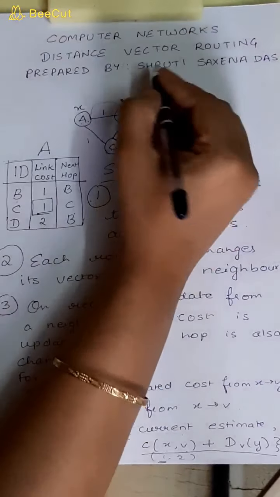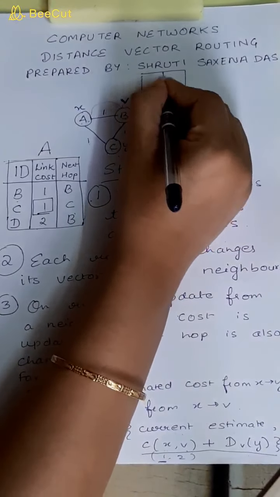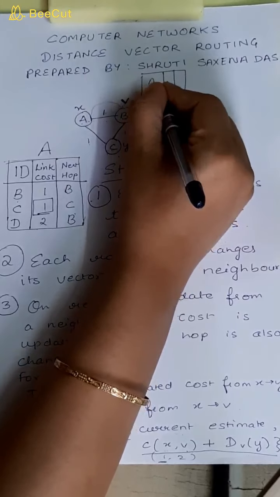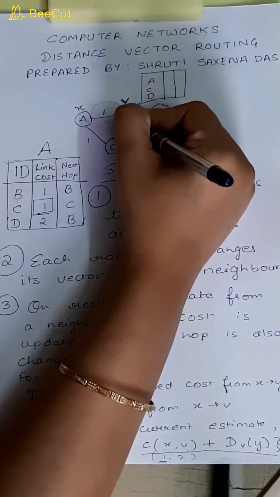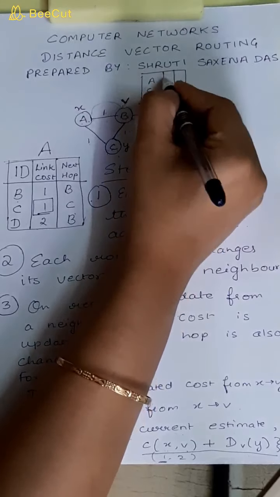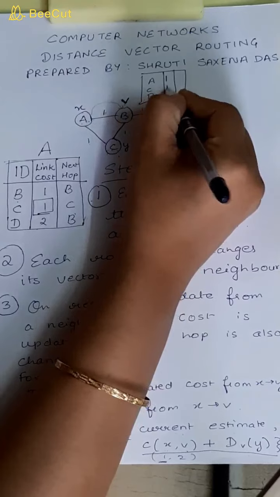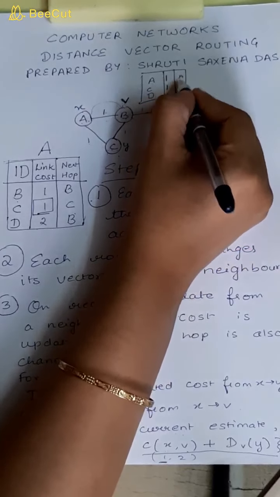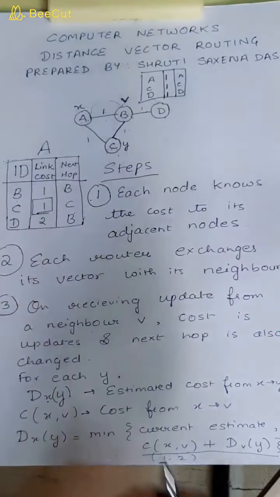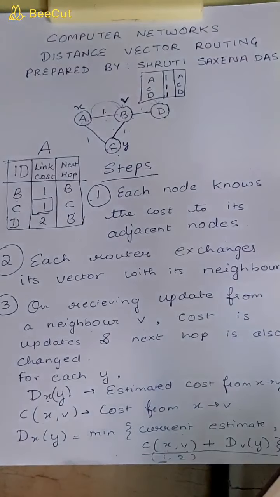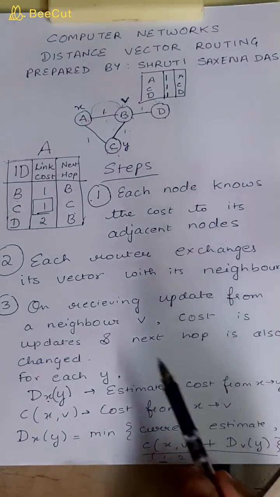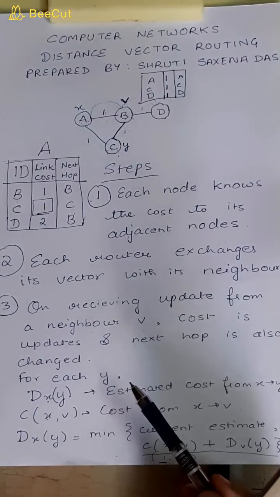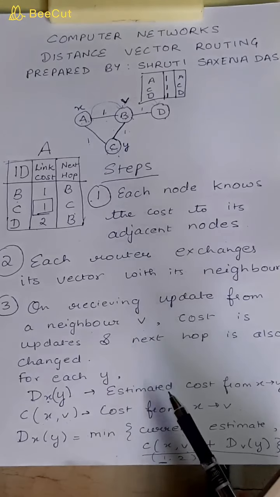So B must be having a table with information like this. Adjacent nodes are A, C and D. To reach A, the cost is 1. To reach C, the cost is 1. To reach D, the cost is 1. And the next hop, as we have direct links, is also A, C, D. Now in the third step we have to update tables according to the information received, according to the vector received.